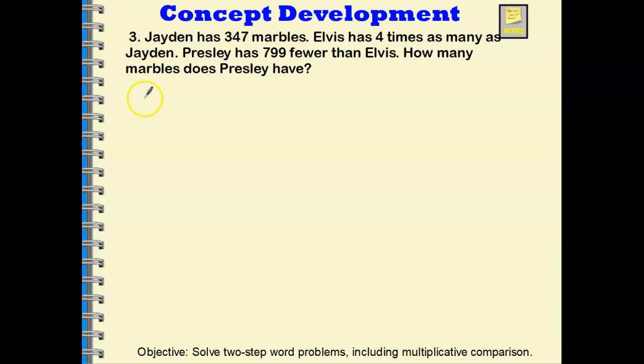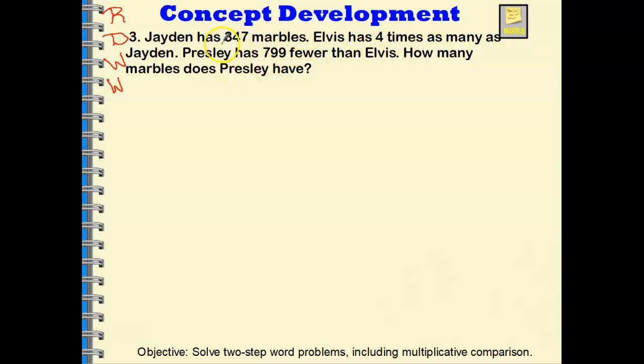All right, let's look at this problem here. We are going to follow the directives that you've been doing with Zern and with the other problem sets: we're going to read, draw, write our problem so that we can solve it, and then write our final answer. First thing, we're going to read. Jaden has 347 marbles. Elvis has 4 times as many as Jaden. Presley has 799 fewer than Elvis. How many marbles does Presley have?